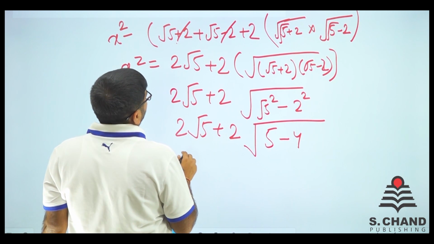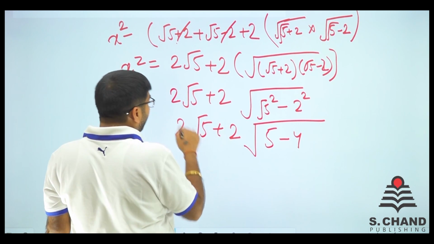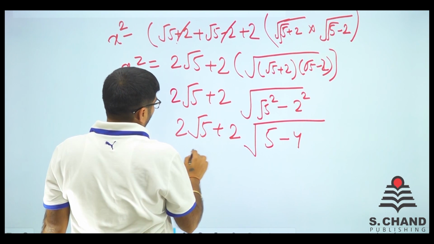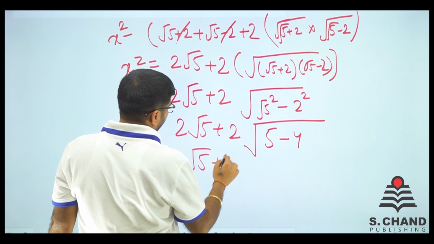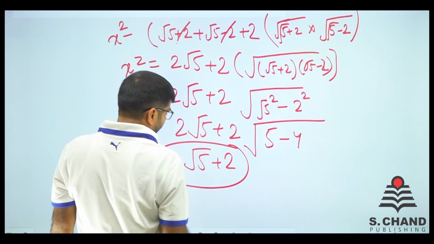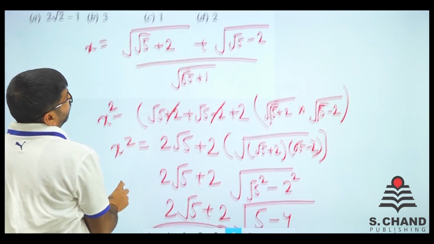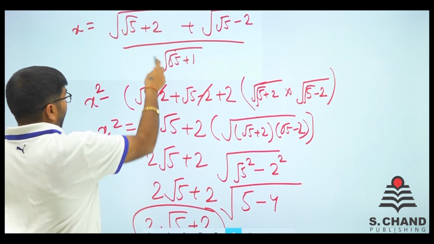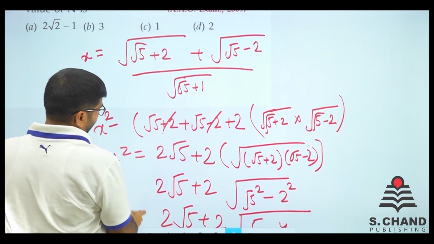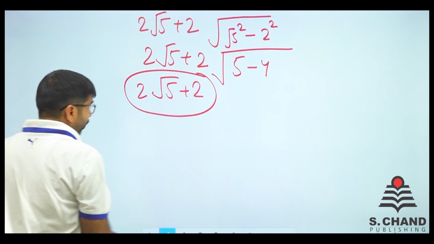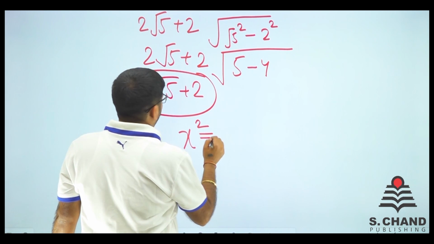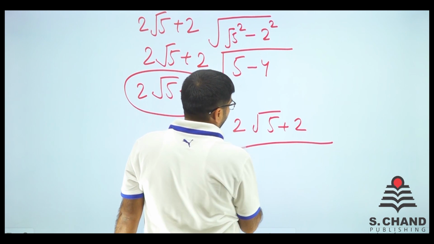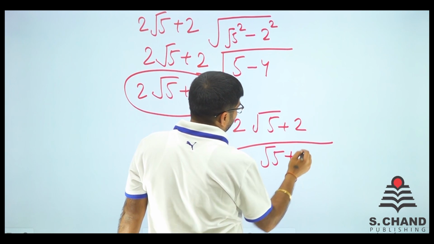So here we come from the upper value, it is just the upper value we have done. So 2 root 5 plus 2, that is the numerator. What was the denominator? The denominator was root of (root 5 plus 1) squared. If you do that square, it will remain root 5 plus 1. So x square is equal to (2 root 5 plus 2) divided by (root 5 plus 1).